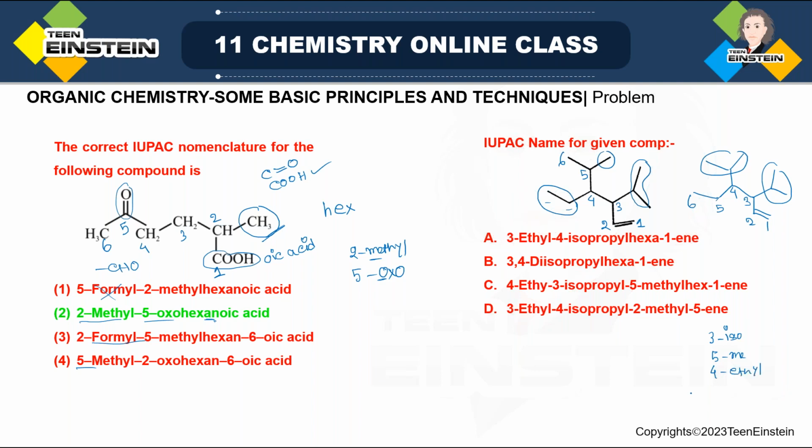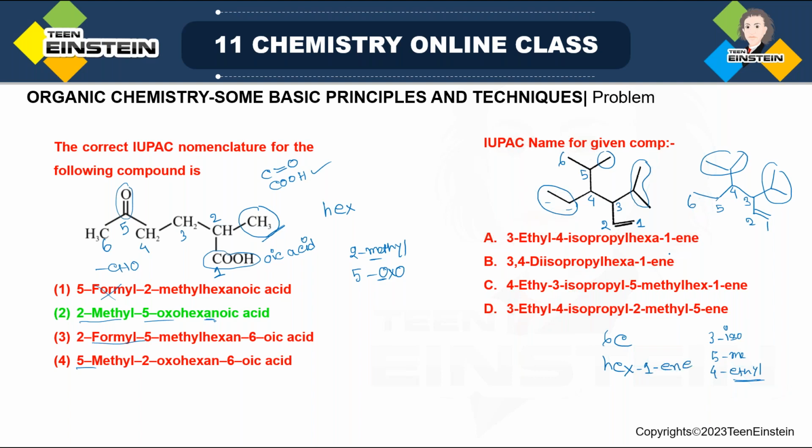Now if we see alphabetically, E should be mentioned first, and then I and then M. Okay, so at 4 position we have ethyl, and then we have isopropyl, and at 5 position we have methyl, and here in the longest chain we have total 6 carbon, so that is why word root will be hex, and as there is a double bond present, that means it will end with ene. And what is the position of ene? It is hex-1-ene.